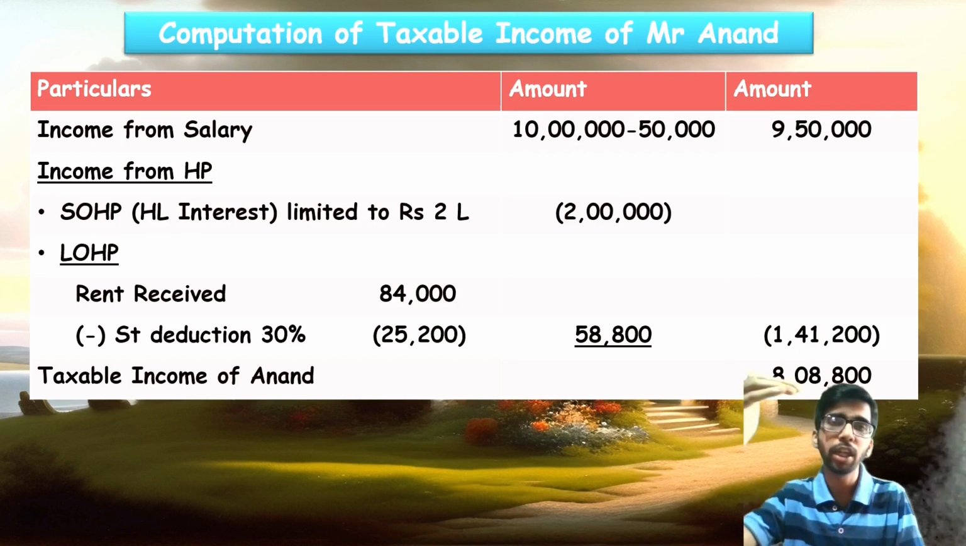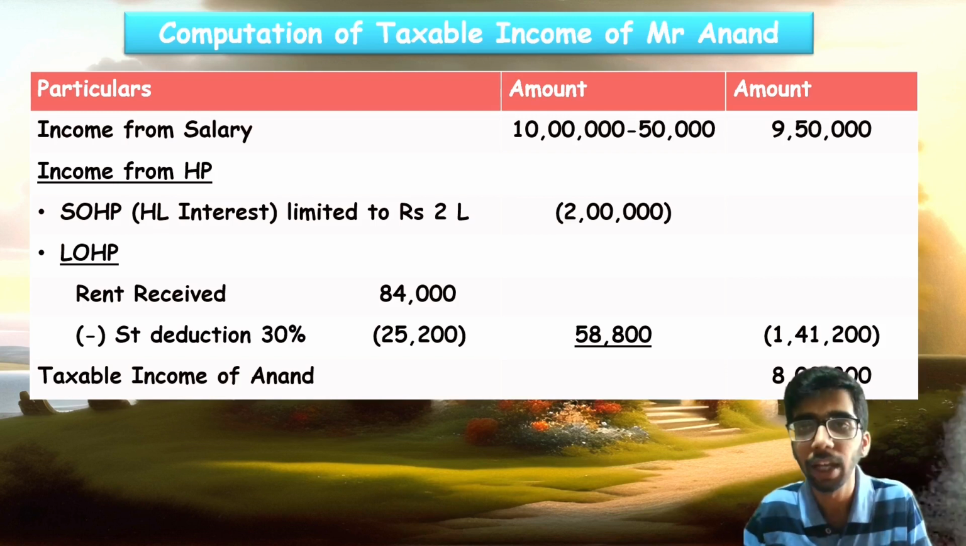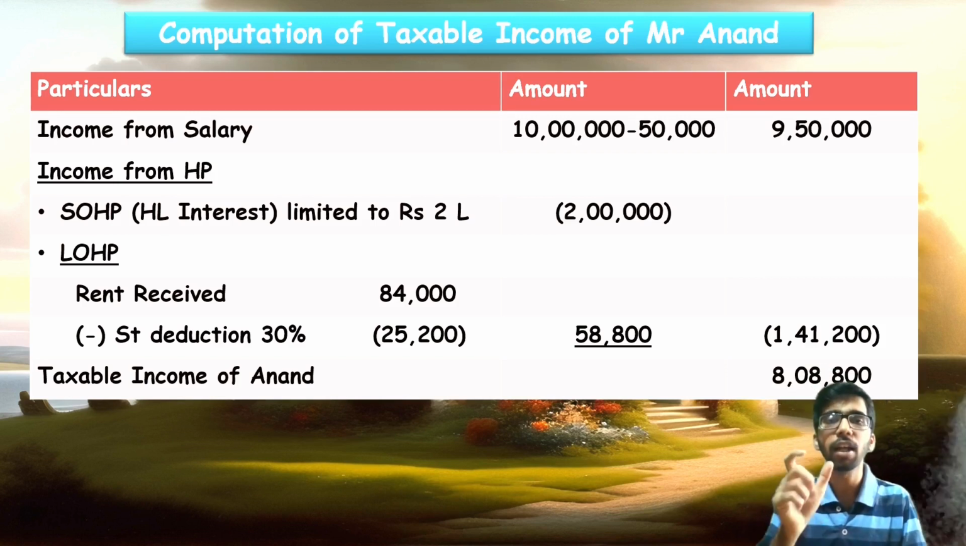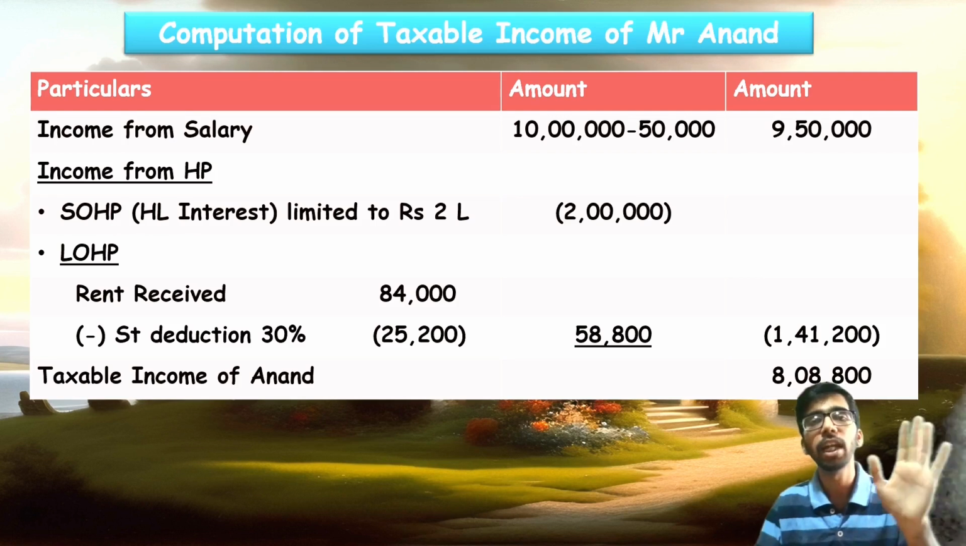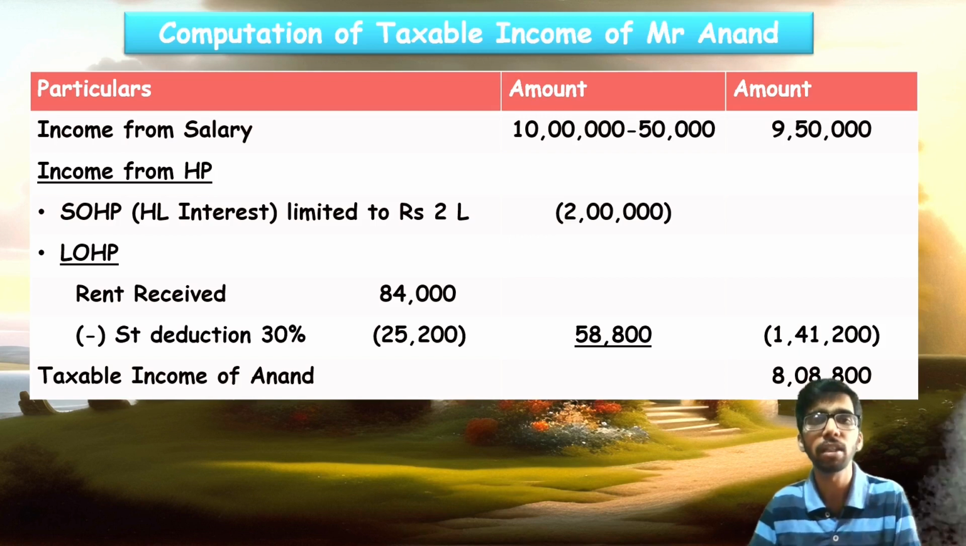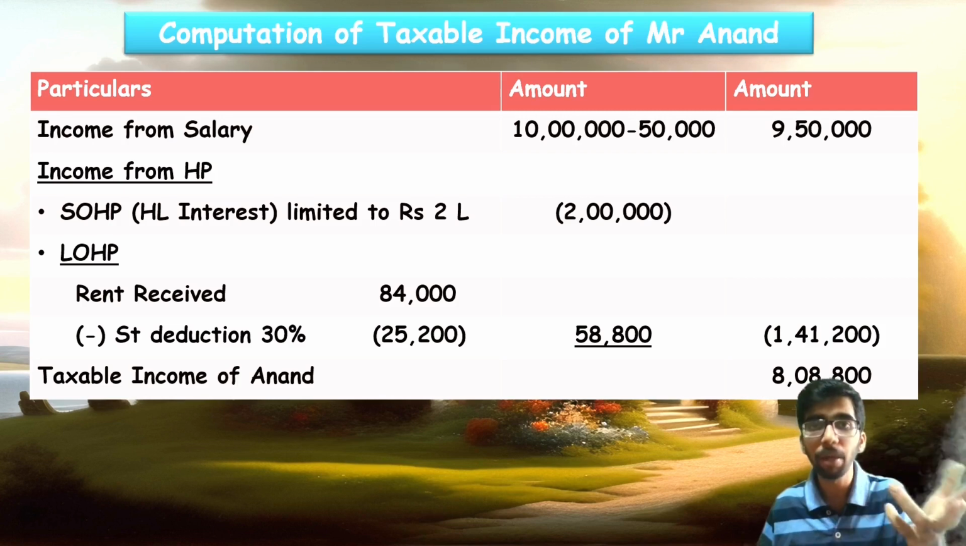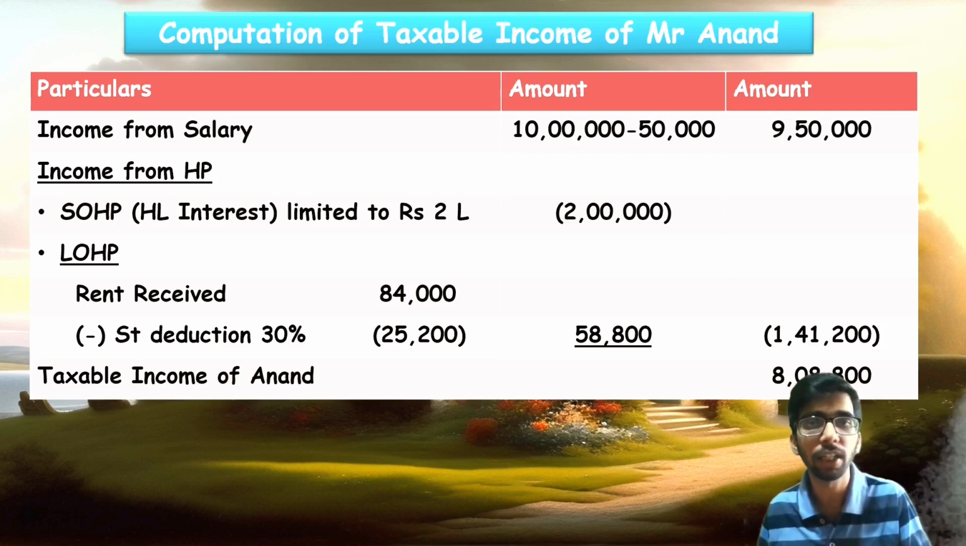Income from salary can be set off. That loss from house property can be set off against salary income, and hence his net total income is 8,08,800. On this, he has to pay tax, assuming that he has not claimed any other deduction under section 80C and 80D. Understood? Is that remaining 2 lakh there? No, the remaining 2 lakh HL interest is there.